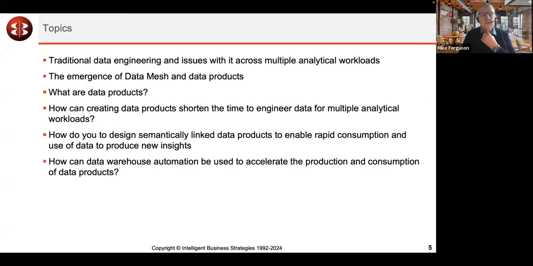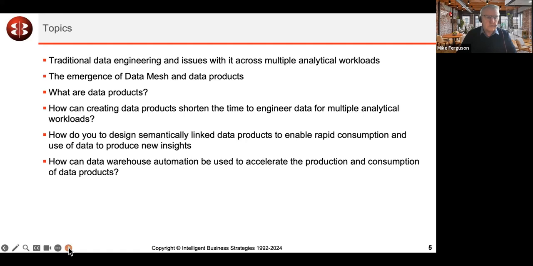All right, so let's talk about what we want to look at here. One is traditional data engineering and the issues that are currently happening within that today. And in a way, when we look at that, we'll understand why data mesh emerged with the whole idea of creating data products. So I want to look at what those are, and then also ask how can creating data products shorten the time to engineer data to support multiple analytical workloads? And then, how do you go about designing those data products and have them linked so that we can assemble them to fit your requirements for your analytical purposes? You rapidly consume them and build new insights. And then also how does data warehouse automation accelerate that even further?